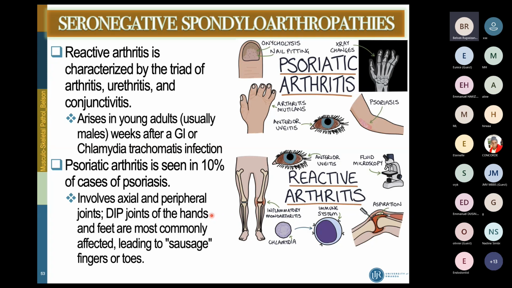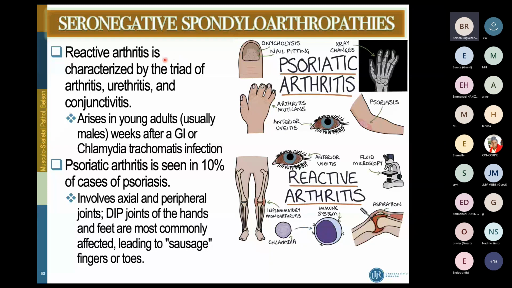So the second category is reactive arthritis, which is characterized by the triad of arthritis, urethritis, and conjunctivitis. So that is what characterizes it: a problem in the urethra with inflammation, inflammation in the eyes, the conjunctiva, and then in the joints. So yeah, it is shown here. Anterior uveitis, fluid microscopy will show maybe inflammatory cells.